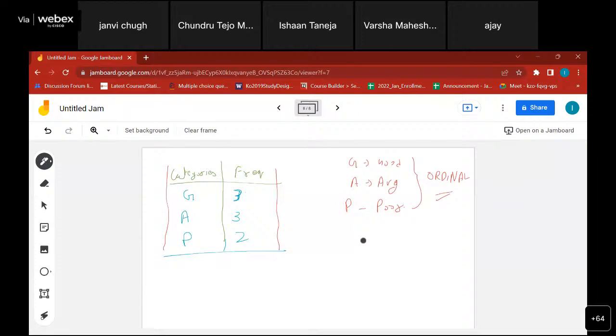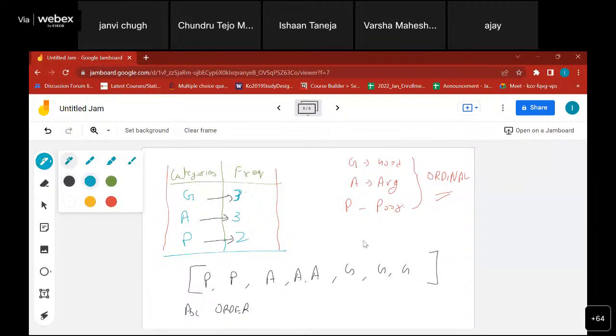Can we convert this frequency distribution to the original data set? Yes, right? P occurred 2 times, so I write P 2 times. Same way, A occurred 3 times, so I write it 3 times. G occurred 3 times. So this is my data set in ascending order, right? I will just ignore my handwriting.